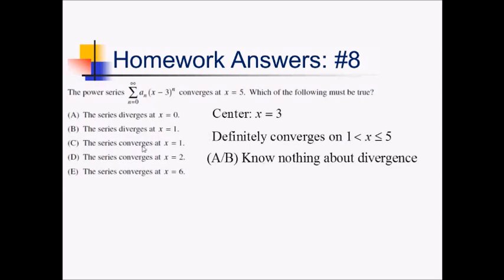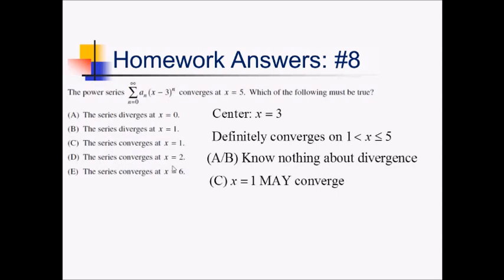Now this next one, series converges at 1. Well, 1 is just as far away as 5 from the center. But even if it is an endpoint, we don't know for sure that we converge there. Endpoints can converge or diverge. So because it's not within the radius of convergence, it's right on the border, we can't pick that one. We can say that x equals 1 may converge, but then again it may not.